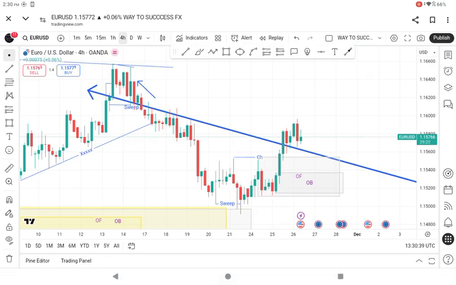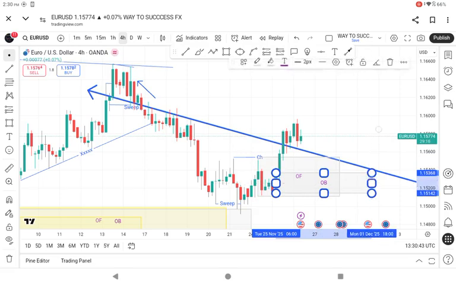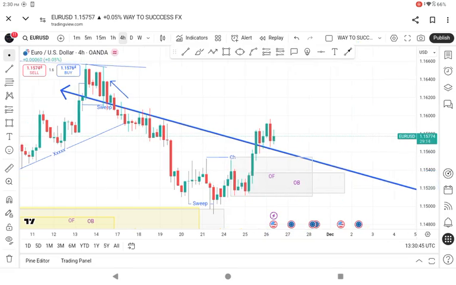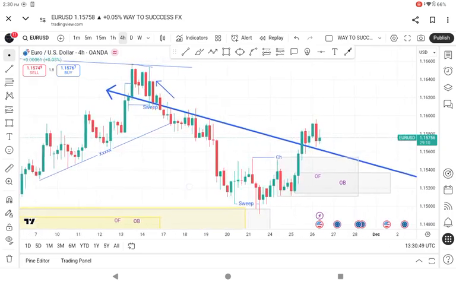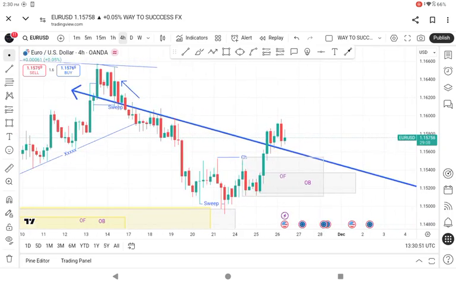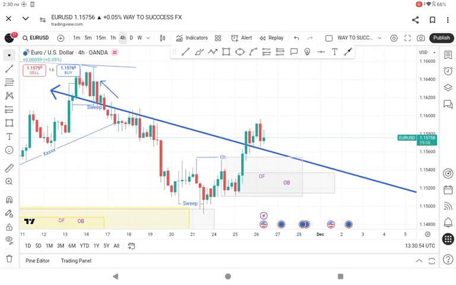So this is where I'm waiting for price to return to, the order block and the order flow, just like we did here. Just like we did here. So I'm waiting for price now to return to this recently created one. Then I will be looking for a buy on EURUSD.